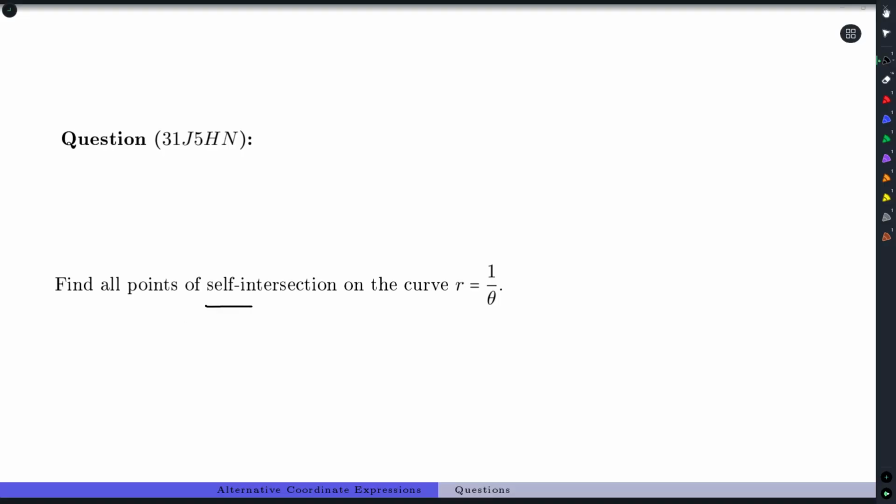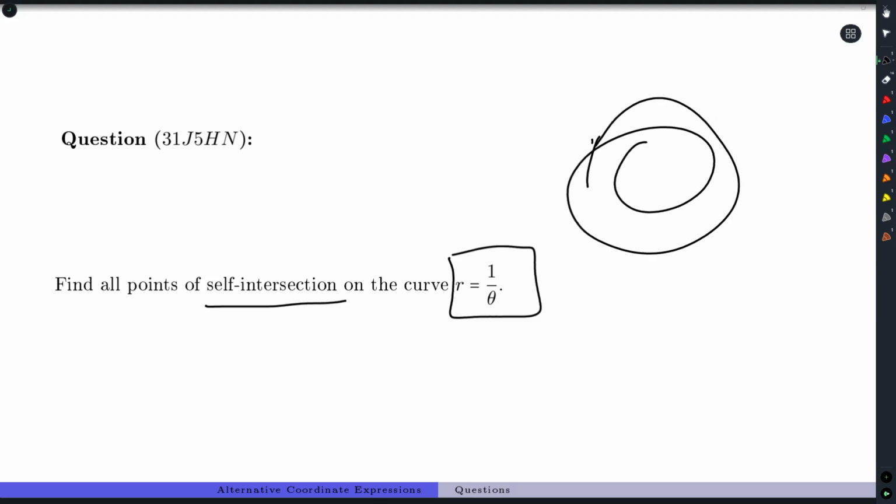Find all the points of self-intersection on the curve r equals 1 over theta. Okay, self-intersections. So this is where the curve loops around itself and sort of hits here, and maybe hits here and here. So find all these points. We want all of them.